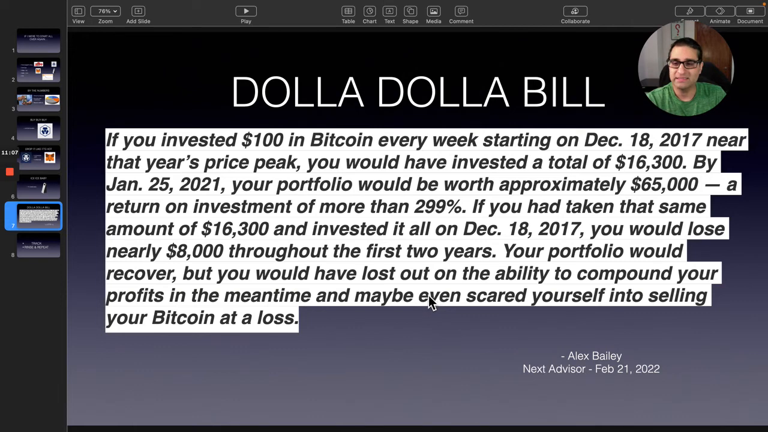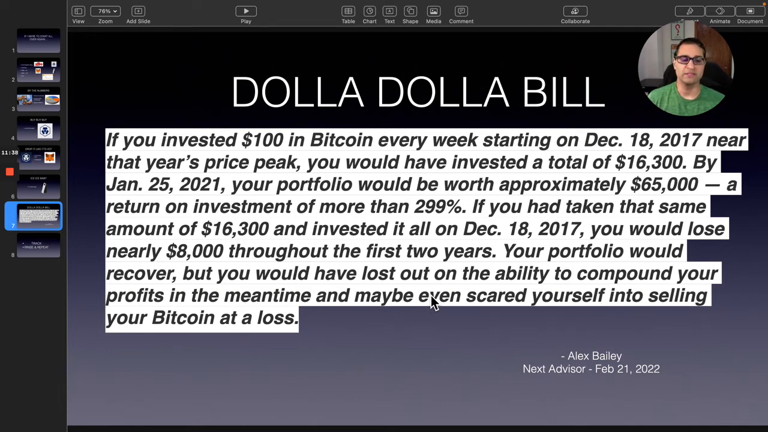near the year's peak price, you would have invested a total of $16,300. So $100 a week, right? Starting December 18, your total investment would have been $16,300 by January 25th of 2021. So last year, January 25th, your portfolio would be worth approximately $65,000. So that's a return on investment of almost 300%.